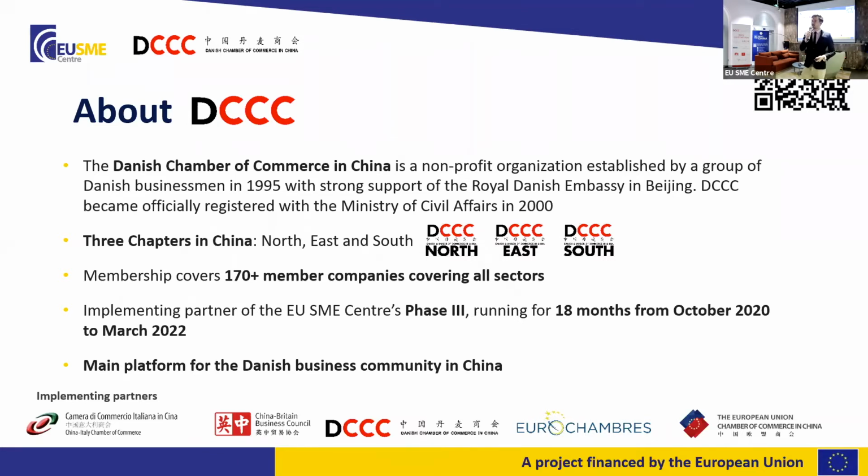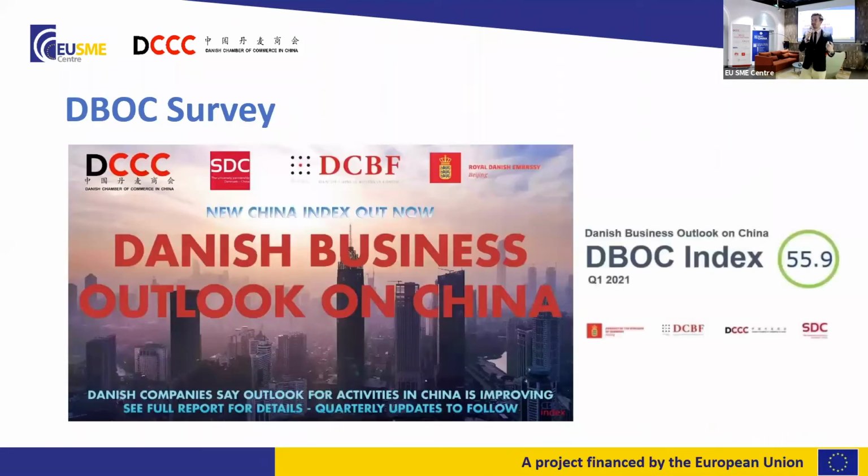We have been established for 21 years by now, and we have offices in North China, in East China, and in South China. And through our 3 offices, we cover a company segment of just about 170 companies in total, all Danish or related to Danish businesses. So much like the EU SME Center, we are also having a lot of activities with the purpose of assisting not only small and medium-sized enterprises, but also big enterprises as well, mainly Danish companies or companies who are interested in the Danish-Chinese business relationship.